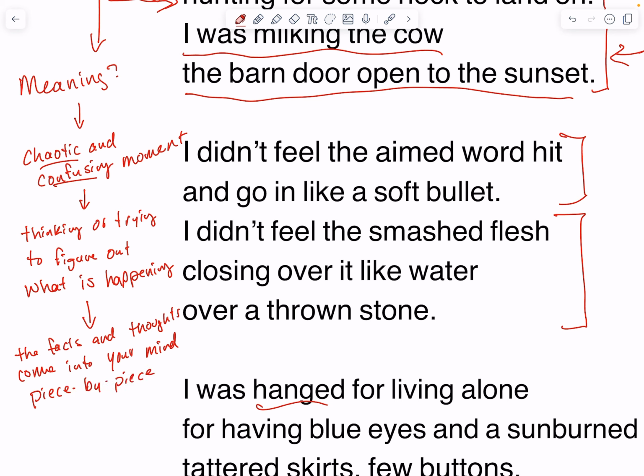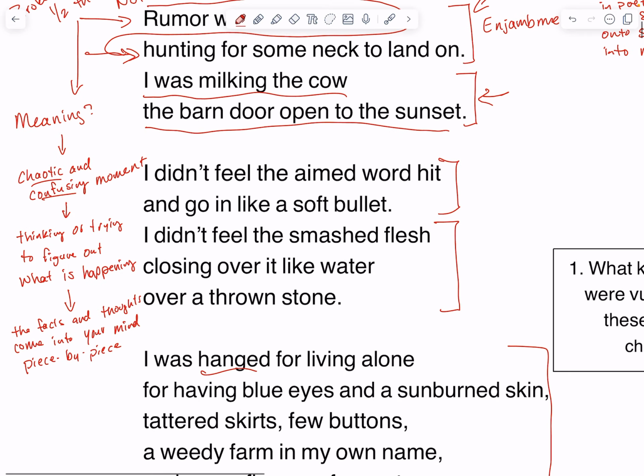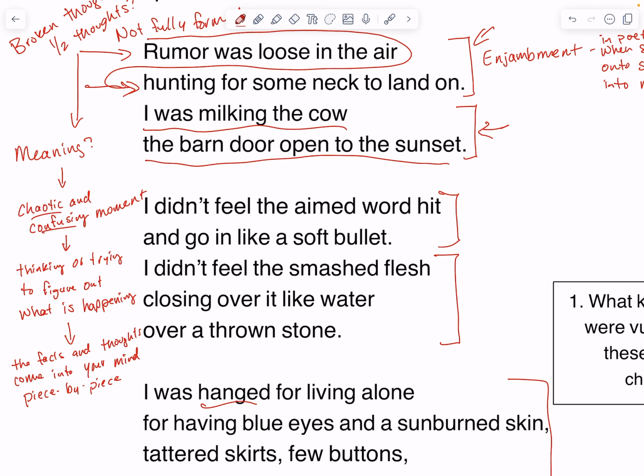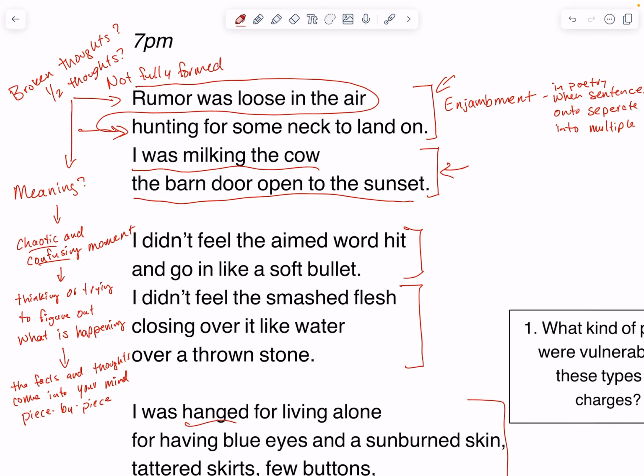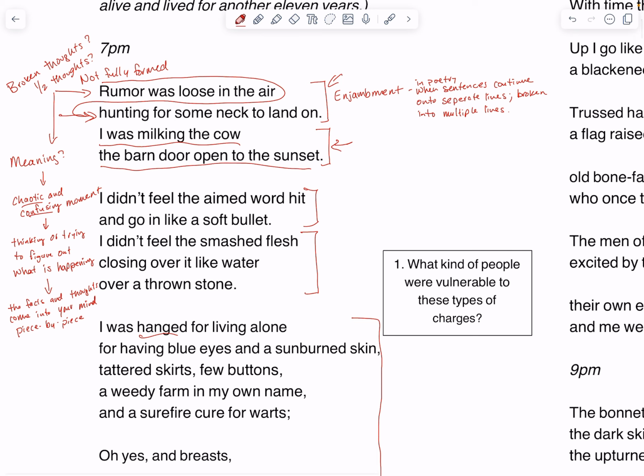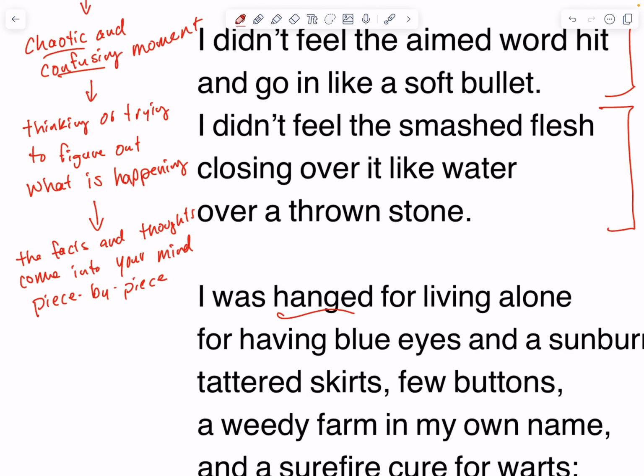Okay? So in a chaotic situation, you're very, very confused and you're trying to figure out what's going on, but it doesn't come right away. It comes piece by piece. So that's why we have these broken thoughts here, because this is a very chaotic situation, all right? As Mary is being beaten and tortured and eventually hanged, she is trying to figure out what is happening to her. And that comes piece by piece, which is why we have such confusion.